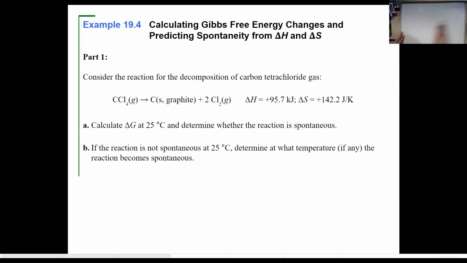Consider the reaction for the decomposition of carbon tetrachloride. They give us the delta H and the delta S values. And then they ask us to calculate the delta G at 25 degrees Celsius and figure out whether the reaction is spontaneous. Part B is, if the reaction is not spontaneous, figure out at what temperature it will become spontaneous.